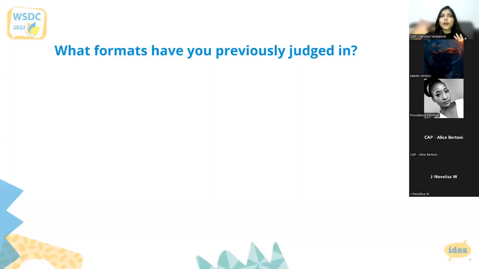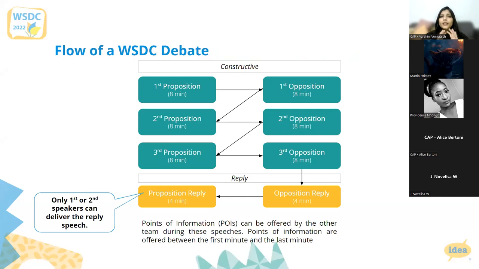As you all know, because you've debated, coached, or judged in the WSDC format, this is broadly the flow of the round. 8-minute speeches, 6 speakers in the room, but 8 speeches, because the first or second speaker, one of the two, must deliver a reply speech, and that's 4 minutes long.